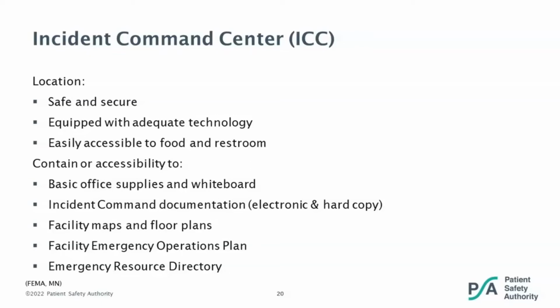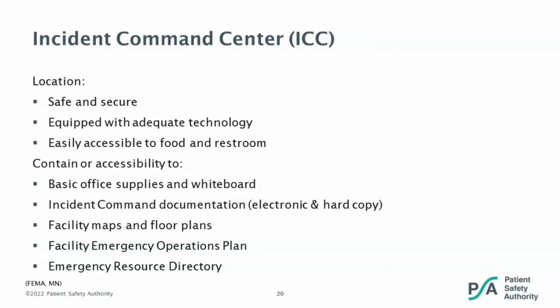It should also be equipped with a computer and printer. And it's recommended that either an internet or TV for news source so you can see what's going on outside of your facility. They also recommend it should be easily accessible for food and also a restroom, needless to say. And then some of the items that are recommended to either be contained within that area or be easily accessible are basic office supplies. A lot of places recommend using a whiteboard to keep track and flowchart everything. You also need to make sure that it contains your incident command documentation, both electronically and in hard copy.